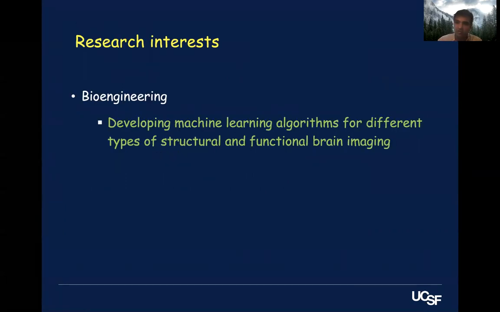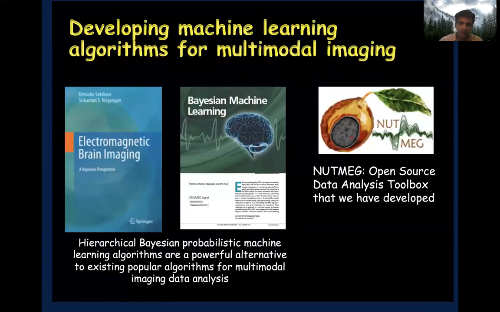My research interests broadly fall under two categories. I'm trained as a bioengineer, and in my bioengineering research, I'm mainly involved in developing machine learning algorithms for different types of structural and functional brain imaging. I'll give you some examples of that in the next slide. But basically, I've written a couple of textbooks about one form of brain imaging called electromagnetic brain imaging, and how we can use machine learning algorithms to improve this form of brain imaging. And more recently, I've been involved in machine learning algorithms for combining different types of brain imaging modalities.